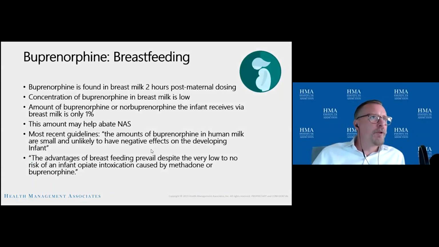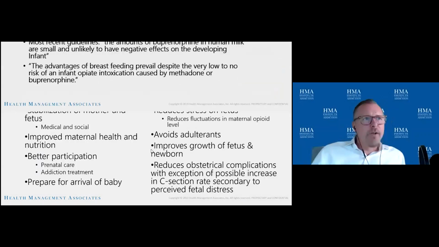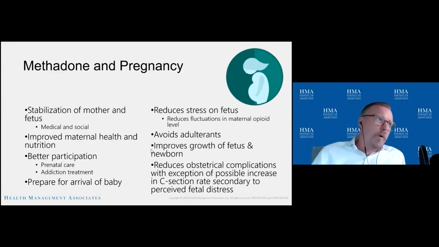If we look at methadone, again, it has been around for a while. We get stabilization of mom, both medical and social, improved maternal health, better participation. Now, all of these things also happen with buprenorphine, but they were originally evaluated and discovered in methadone. And the reduced stress on the fetus is important because this also decreases the chances of OB flipping straight to a C-section based on what they see as a distressed neonate.